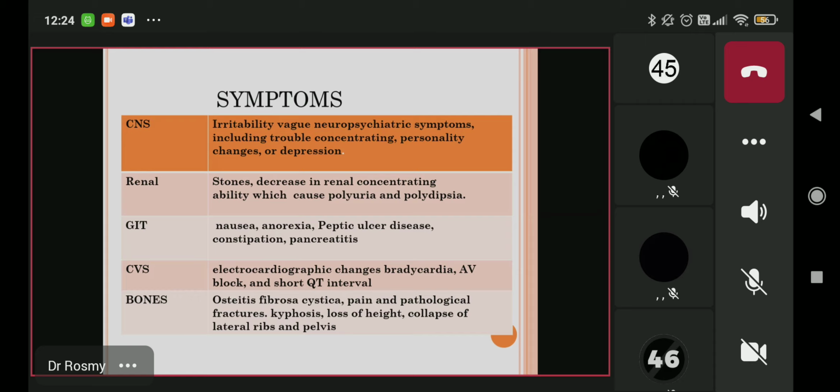To label hypercalcemia, we should know what is the normal value of calcium. The normal value of calcium is 8.5 to 10.5 milligram per deciliter. Every lab will have a bit of a change in the reference range, but grossly it is 8.5 to 10.5 milligram per deciliter.